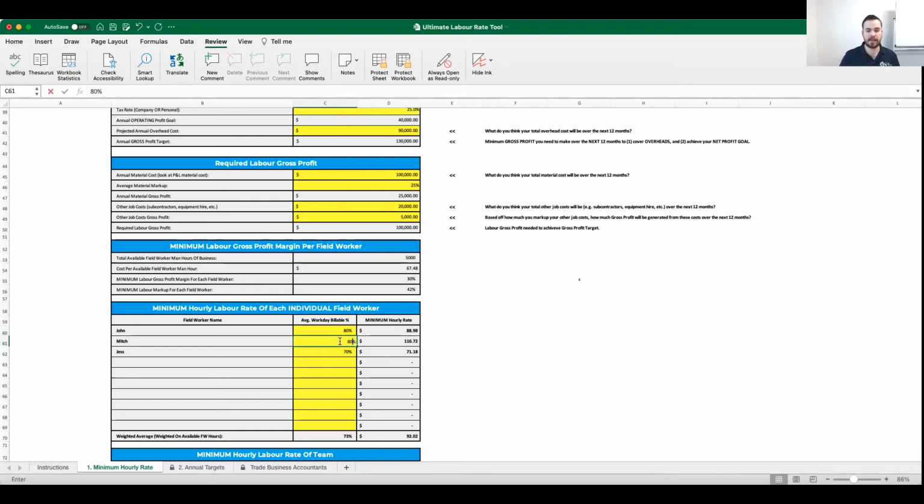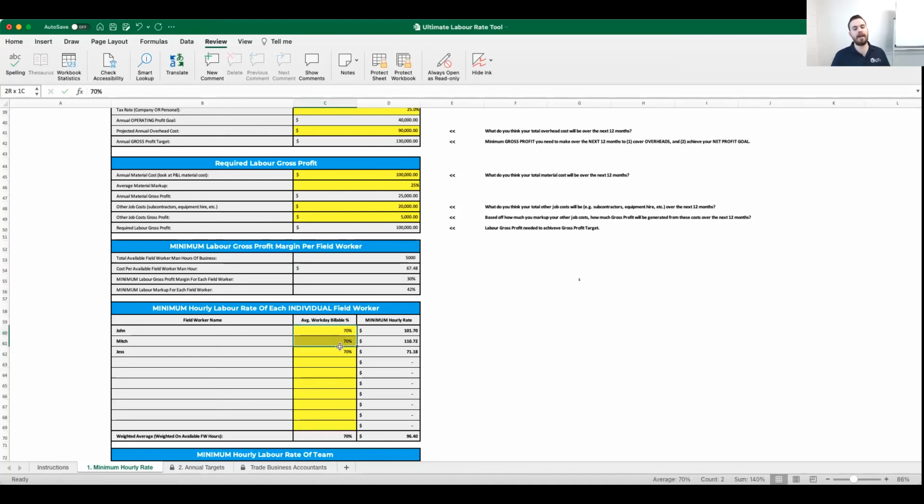So 80%, we got 80% here. That's gone from 110 to 96. 80% here has gone from 71 to 62. So you can see how important it is to make sure that you are being quite realistic with this and not being too over optimistic. Otherwise, you're only going to be hurting yourself and your own gross profit. So again, I'll change this back to 70%.